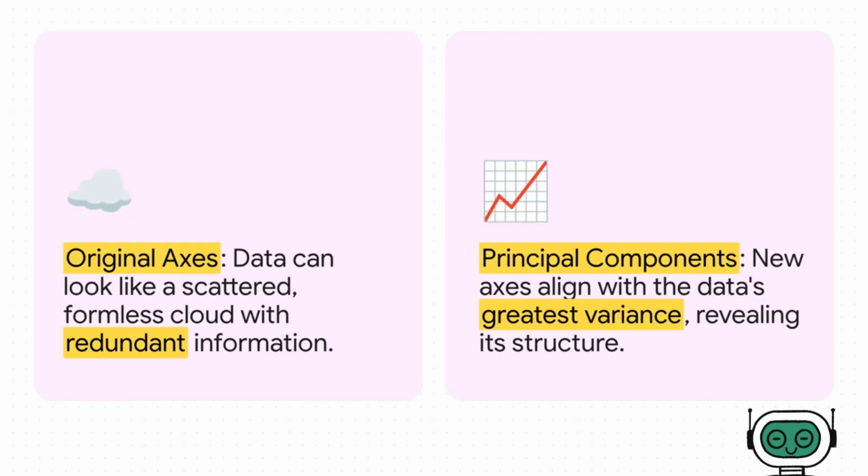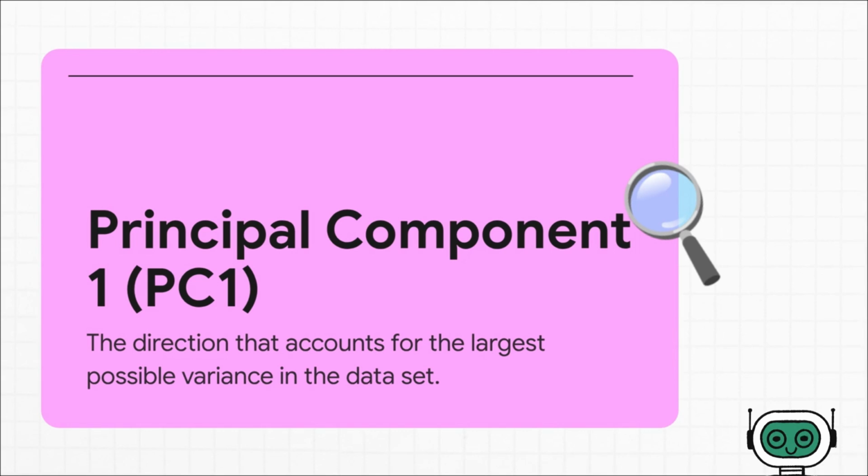See, on its original axes, your data might just look like a big, messy cloud of points. Many of your variables are probably correlated, meaning they contain redundant information. PCA essentially rotates that whole cloud of data. It creates a brand new coordinate system where the new axes, the principal components, are aligned with the directions where your data is most spread out. That very first new axis is called Principal Component 1, or PC1. It's drawn straight through the data along the direction of the greatest spread, or variance. You can think of it as the main storyline of your data set. It's the single dimension that holds the most information.